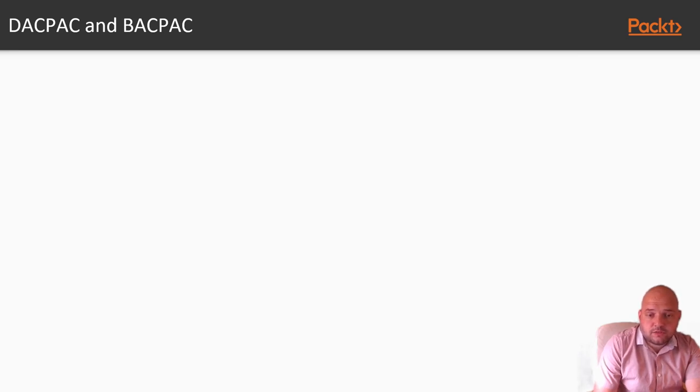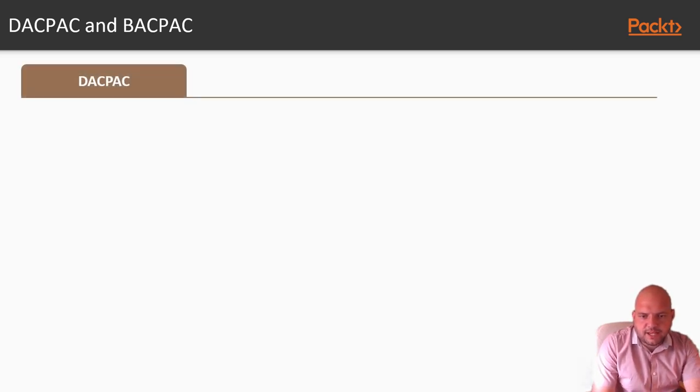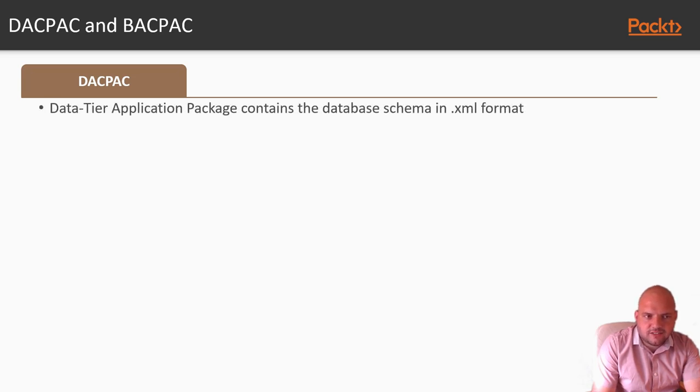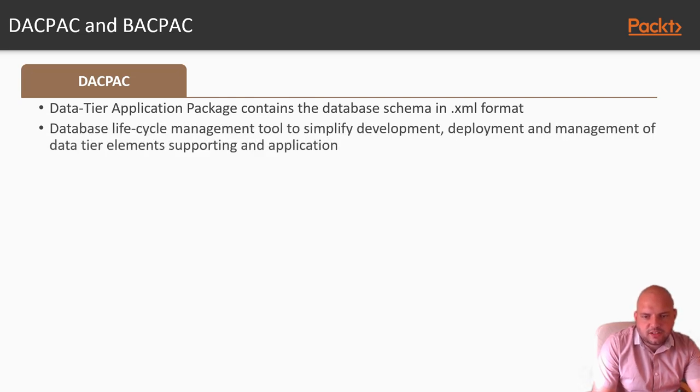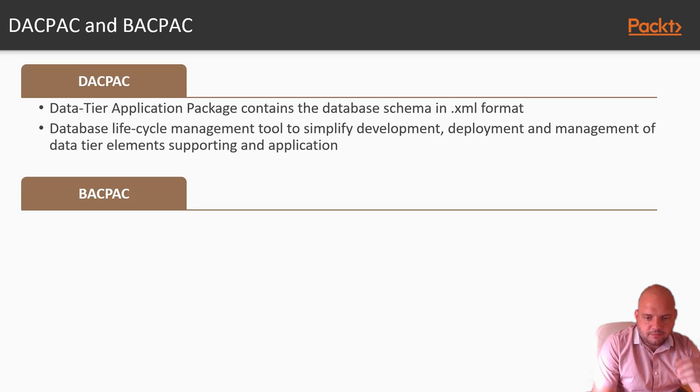The example we just saw in the previous demo created a BACPAC file. We will look at the differences between a BACPAC and a DACPAC here. Now, DACPAC stands for Data Tier Application Package, and it contains the database schema in XML format. DAC is a database lifecycle management tool that simplifies development, deployment, and management of data tier elements that support an application. A BACPAC is basically a DACPAC with data.